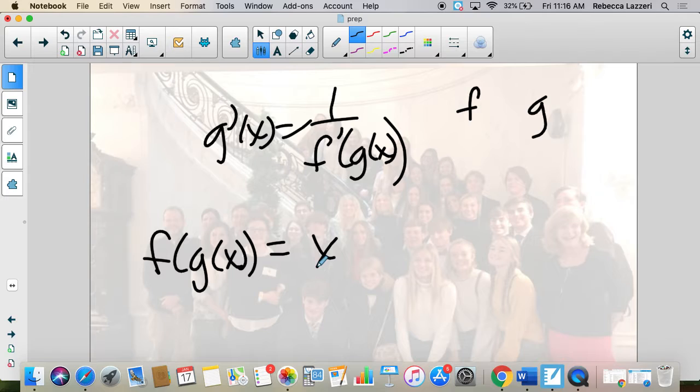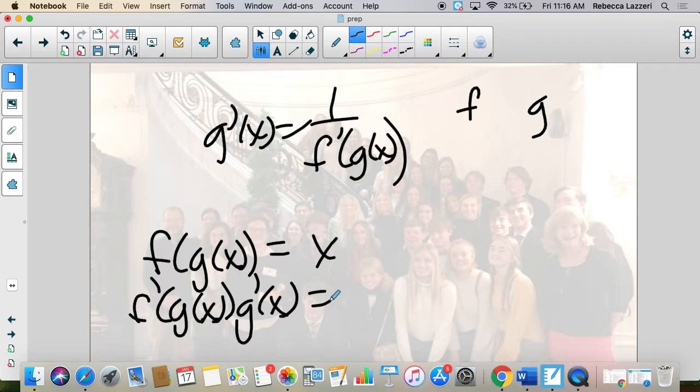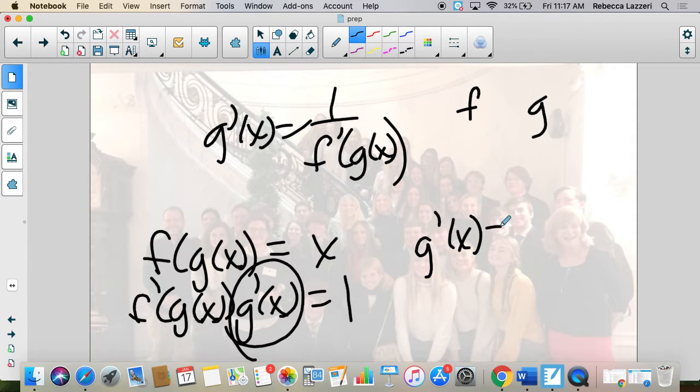This is a true statement only for inverses. Alright, so I'm about to take the derivative of a true statement to see what happens. That's all I'm doing. So this is a statement about inverses. I'm going to take the derivative of that statement. So I'll use the chain rule, f prime of g of x, and go back in for g prime of x. And what's the derivative of x? 1. And so I'm looking for the derivative of the inverse. So let's solve for g prime of x. And I get 1 over f prime of g of x.